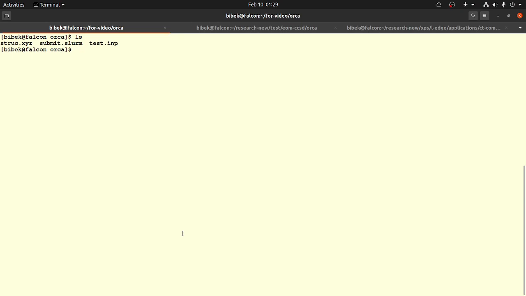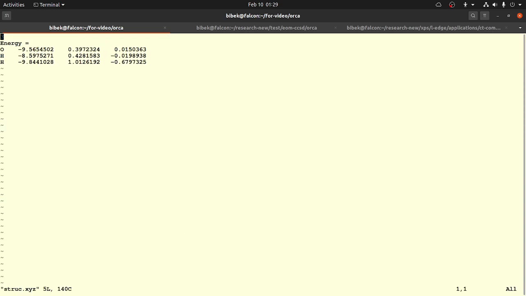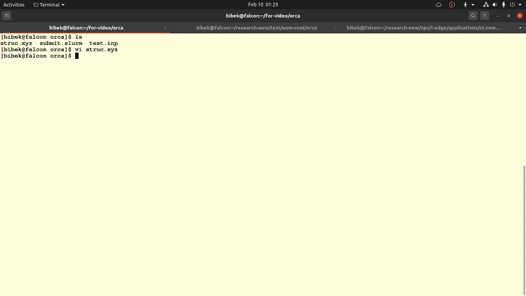Hi everyone, this is going to be a fast demonstration of doing core-level ionization in ORCA using the equation of motion coupled cluster method. What you need is just a starting geometry. I usually love doing tests on the water molecule, so here I've taken a water molecule, and then you need an input file.